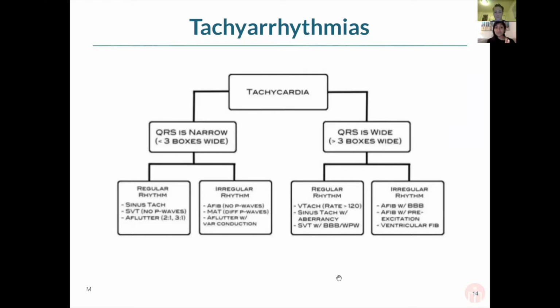So let's say that we have a narrow complex tachycardia. Within that, you can have a regular rhythm or an irregular rhythm. And again, what did we say for rhythm? Rhythm is all about P before QRS, QRS after every P, and making sure that you have T waves following all of those as well. If we have all of those criteria, that leaves us with a few options. One of them is just sinus tachycardia.